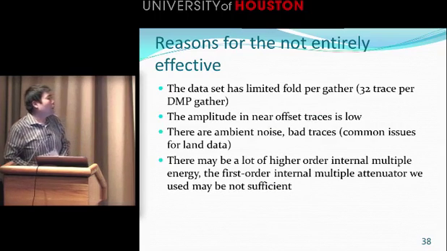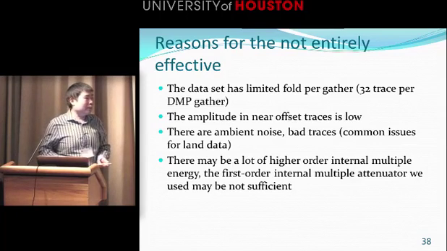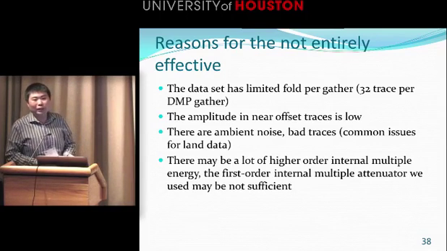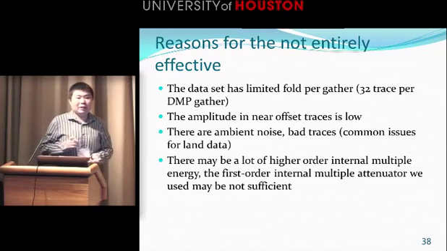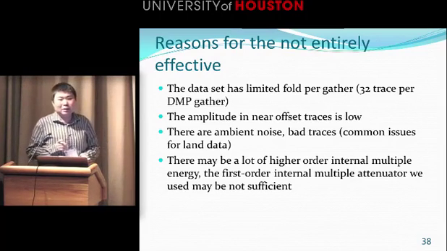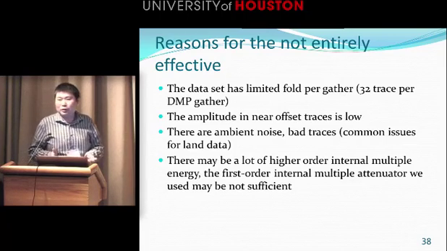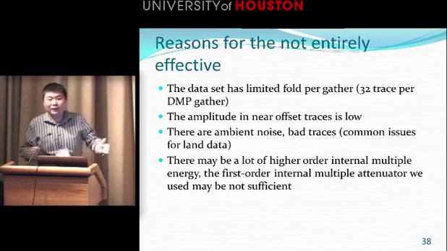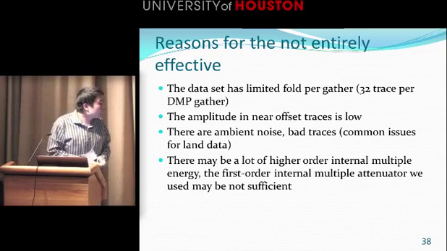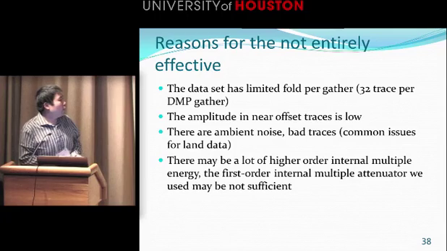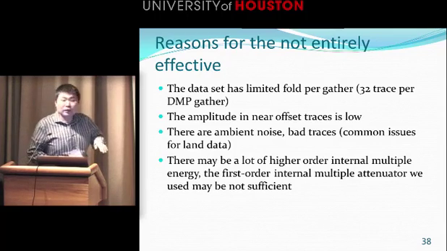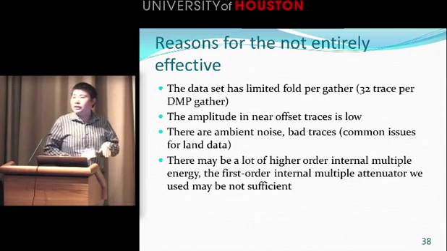And of course we have environmental noise and bad traces. We cannot complain too much about that because this is land data. This is Europe, right? For land data, we just have noise and bad traces. But keep in mind, if you have only 32 traces per gather, this will cause some trouble. You do not have the redundancy to overcome that. Any question?